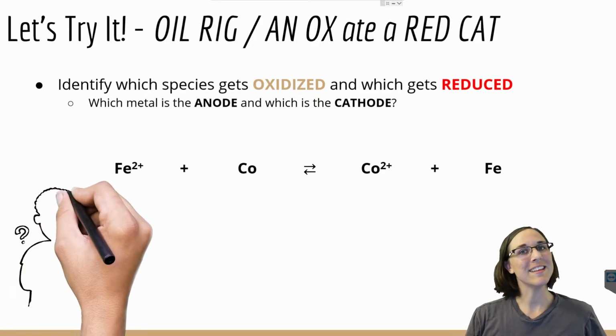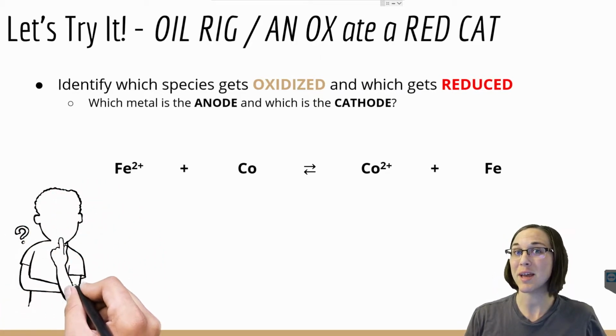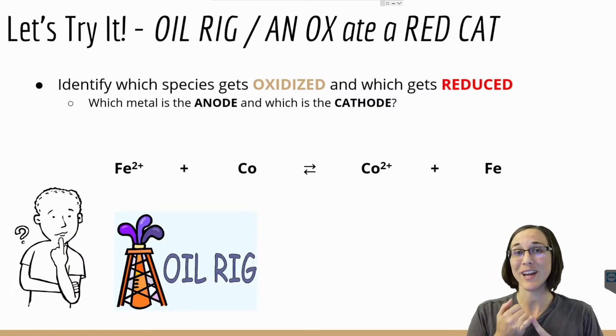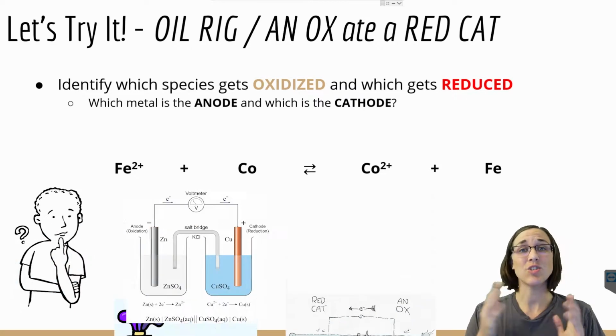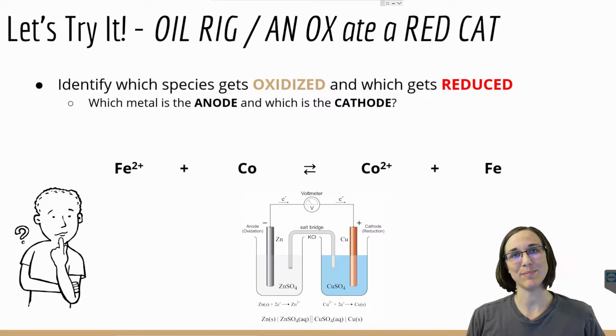Welcome to the flock. Let's dive on into this review of electrochemistry, where we're going to go over OIL RIG, AN OX and RED CAT, drawing galvanic cells, and calculating cell potentials. Stick around to see how it's done.